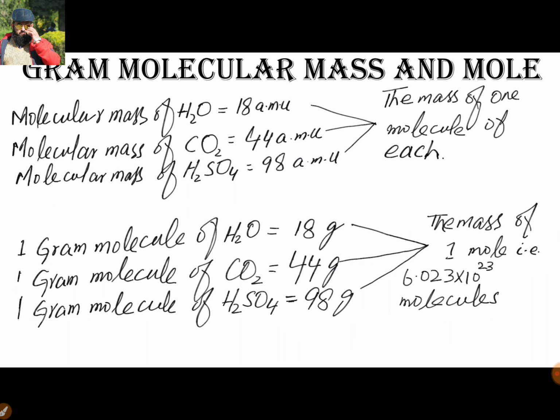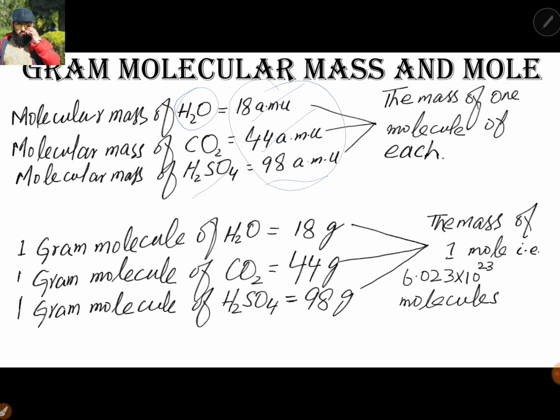In one of our previous videos, we have discussed the molecular masses of substances. For example, we take the molecular mass of water as 18 AMU. Similarly, we know that the molecular mass of carbon dioxide is 44 AMU, and that of H2SO4 sulfuric acid is 98 AMU.